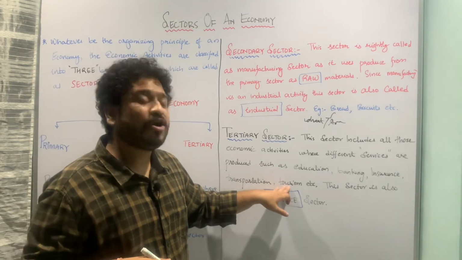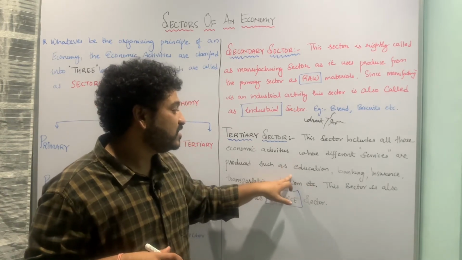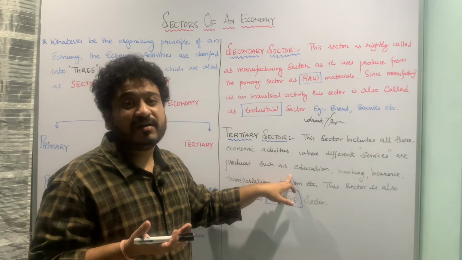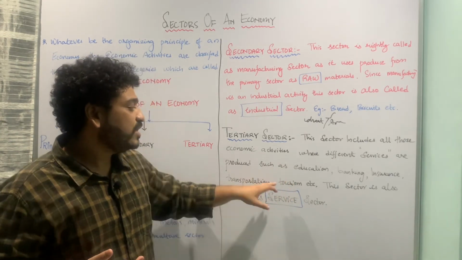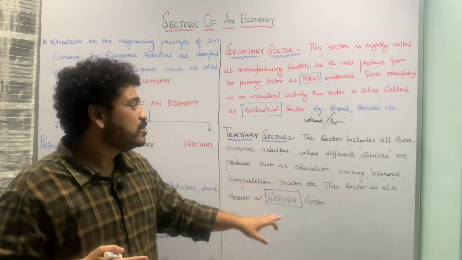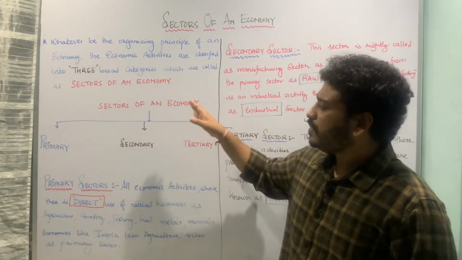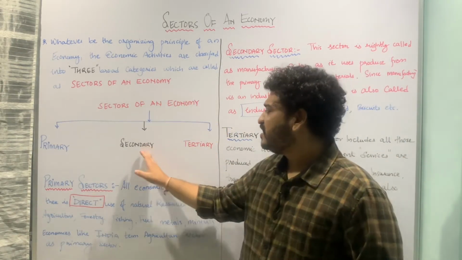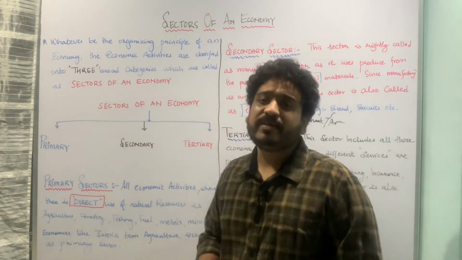If you know certain economies, they are actually working on tourism or the service sector as a base. If you look at Mauritius, if you look at Maldives and all of these economies, they are based on the service sector, which means they are giving tourism as a service. So this is how you look at the three different sectors, namely the primary sector, the secondary sector and the tertiary sector. I hope the idea of sectors of an economy is pretty much clear.